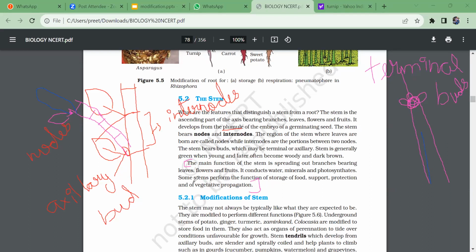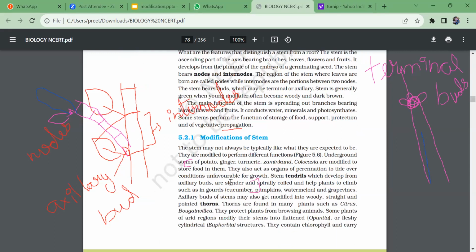We'll see the additional functions of the stem. Some stems, ये है additional function. This is the co-curricular activities. Stem functions as storage of food, support, protection, and vegetative propagation. We'll see what the modifications are. Did you all understand this? Everybody? Yes, sir. Okay, shall I move ahead? Okay, Aniket. Fine.